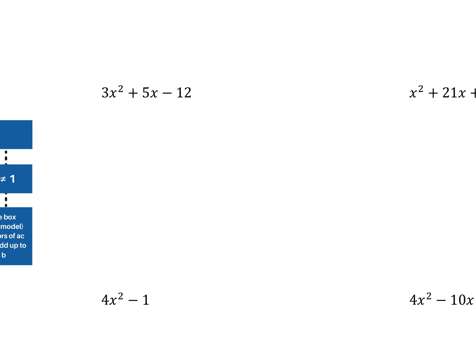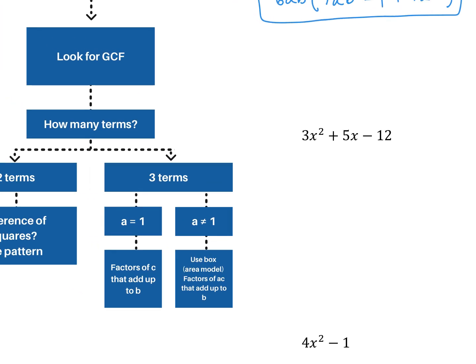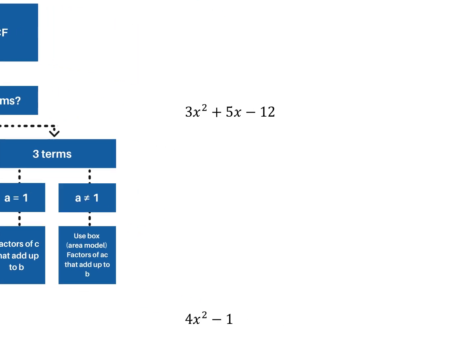So now we're going to factor this trinomial, 3x squared plus 5x minus 12. So factoring, it's a little closer this time. We're going to look for a GCF first. Is there a GCF other than 1 for 3x squared plus 5x minus 12? And there's not. There's no GCF.